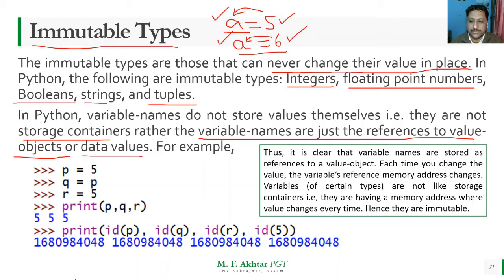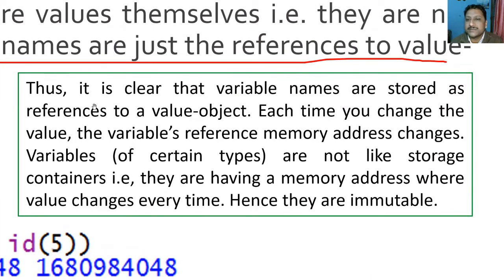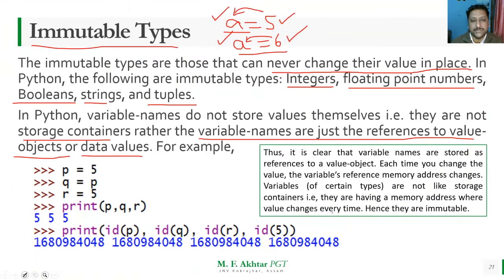First you listen, first you read this. Thus it is clear that variable names are stored as a reference to a value object. Each time you change the value, the variable's reference memory address changes. Variables of certain types are not like storage containers. They have a memory address where the value changes every time, hence they are immutable. Okay, see here the example also.